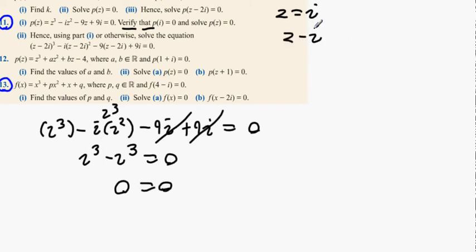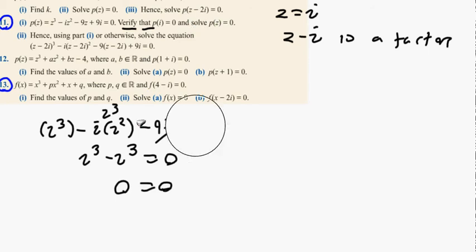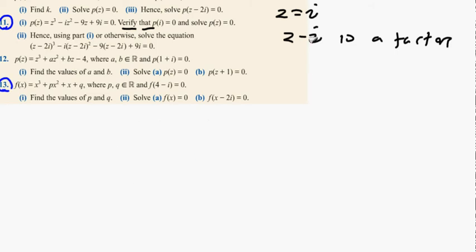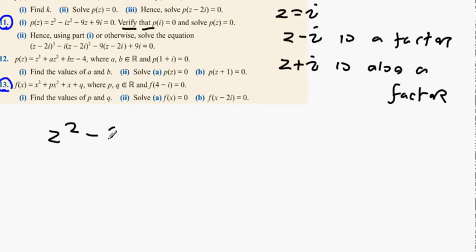This means that z minus i is a factor, and also means z equals i is a root. Now it says solve p of z equals 0. What we already know is that we already have a root, and because complex roots occur in conjugate pairs, this means that z plus i, change the sign that comes before i, is also a factor. Once I've done that, I can now combine these two factors to make a quadratic equation that will divide into the cubic equation.